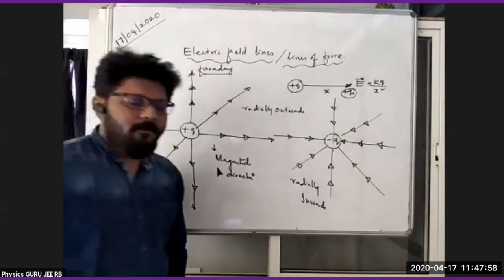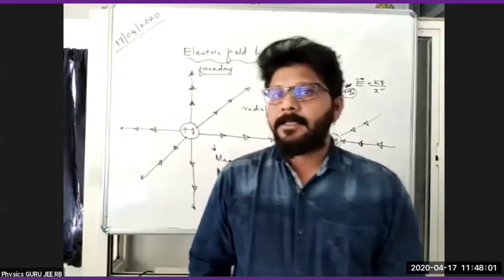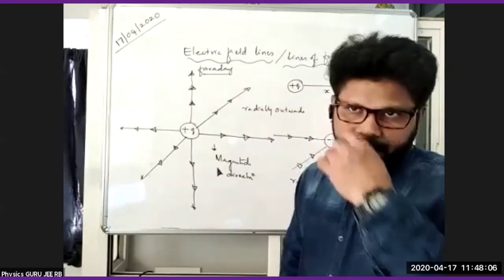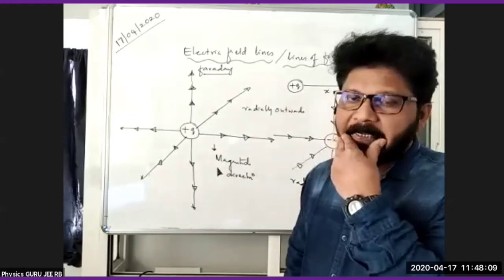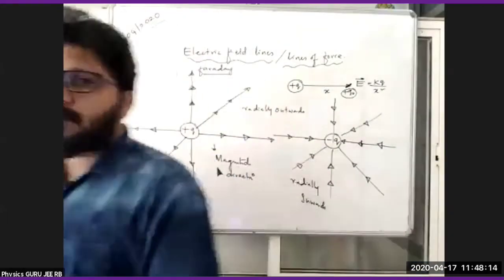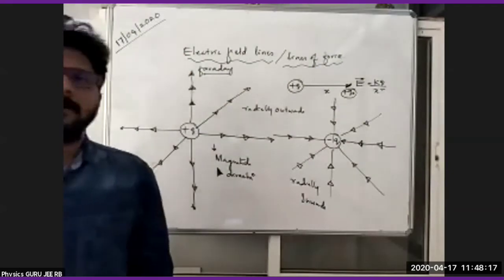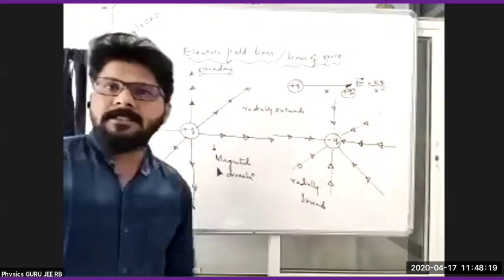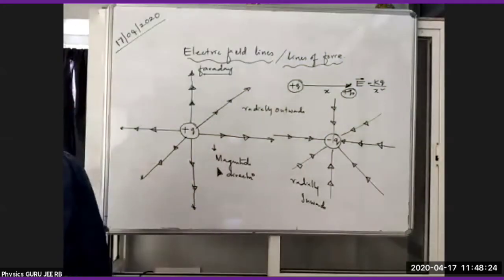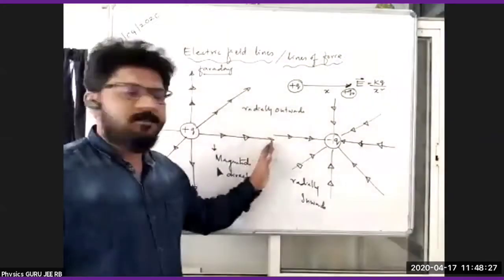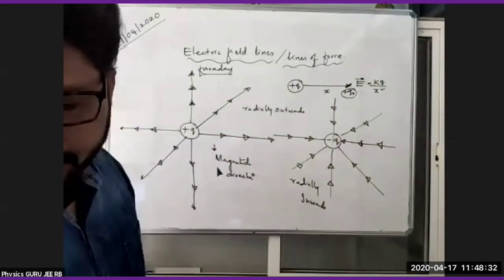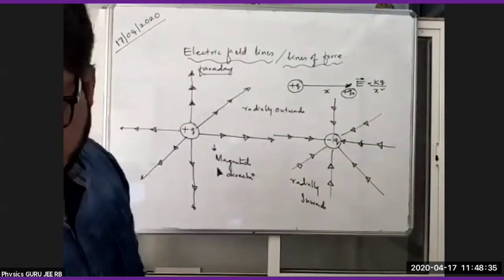So the density of lines indicates magnitude. The density of electric lines indicates magnitudes. Fine, just note this down, then we'll move to properties. These are only imaginary lines. We cannot see these lines. Whenever you place a test charge, it will move away for a positive charge and move towards the negative charge. That's all.